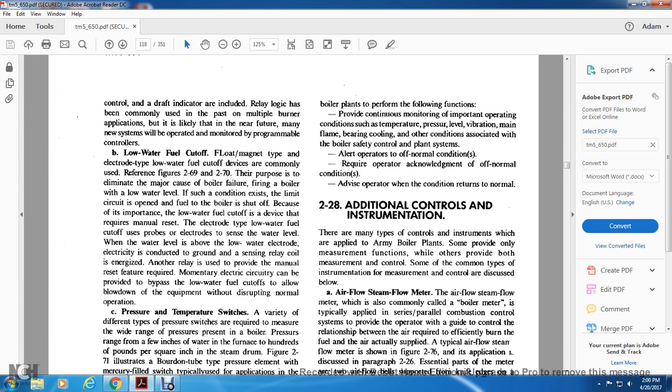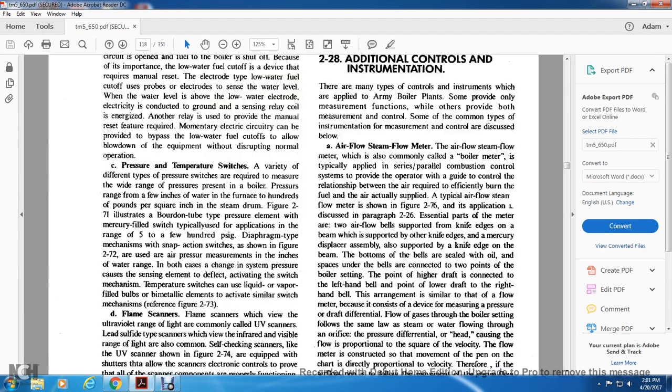2-28, additional controls and instruments. There are many types of controls and instruments that are applied with the Army boiler plant. Some of them provide measurement functions, while others provide both measurement and control. Some of the common types of instruments and measures of control are discussed below.